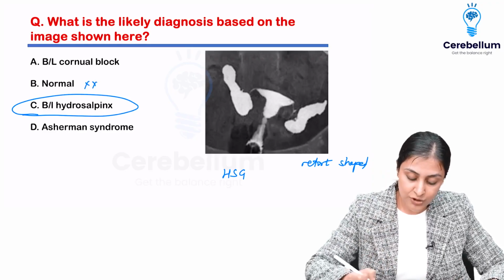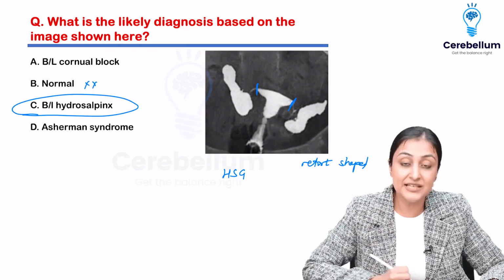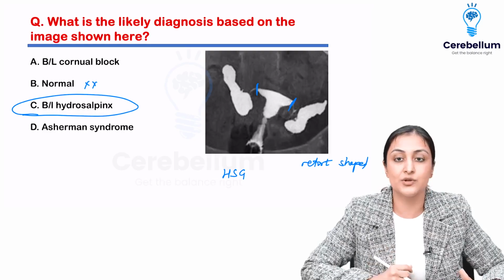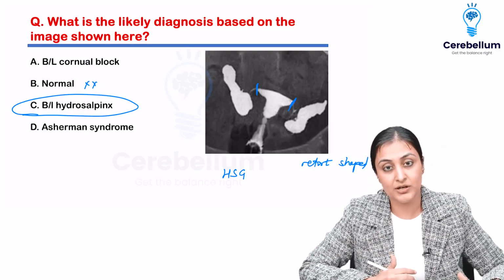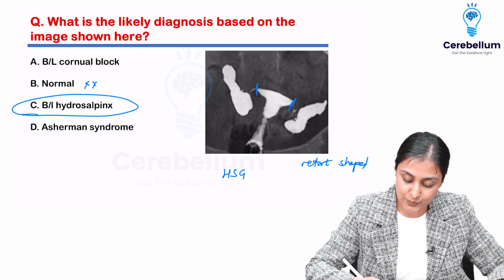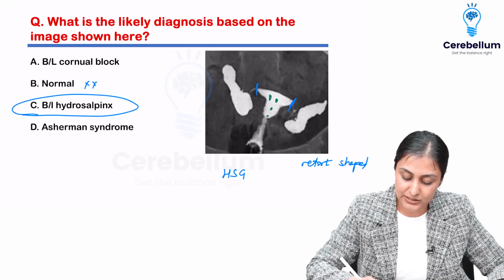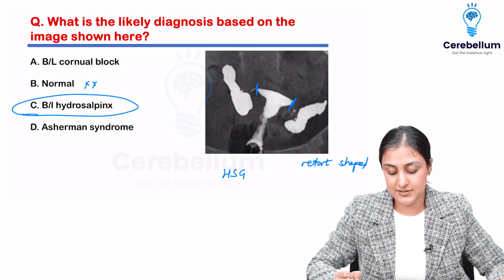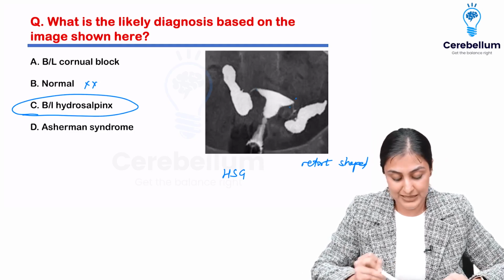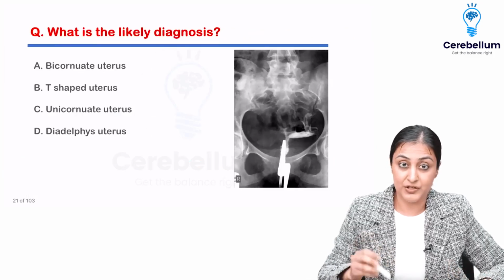What is cornual block? Cornual block is where, here, this is the cornual end. This is where you will not even see the tubes, right? So that's how cornual block will appear. Asherman syndrome is where you have synechiae. So within the uterus, you're going to see these filling defects here. In this case, the uterus appears just normal. So that is what you have to remember here.